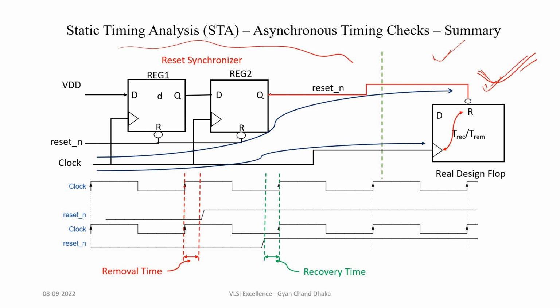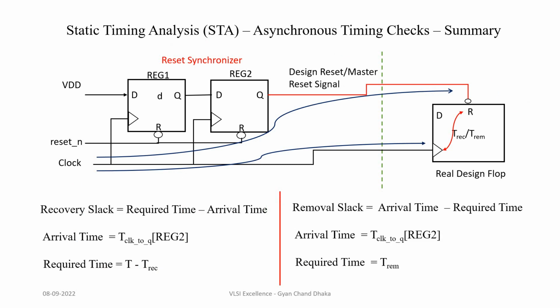So the output of the second flip-flop, our reset synchronizer, is basically going to all the reset pins of our design flip-flops. So now we have to make sure that our design flip-flops can never go into metastable state. That means we have to make sure the asynchronous timing checks, which are recovery and removal, are not violating for our design flip-flops. So here we have to make sure that our asynchronous timing checks, which are recovery and removal, are meeting the timing requirements.